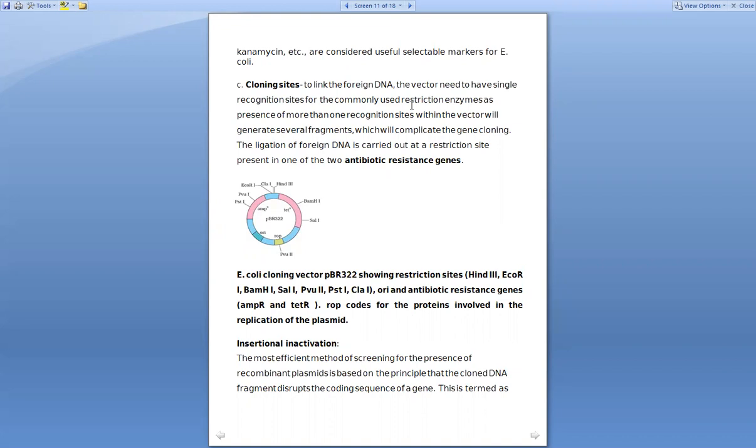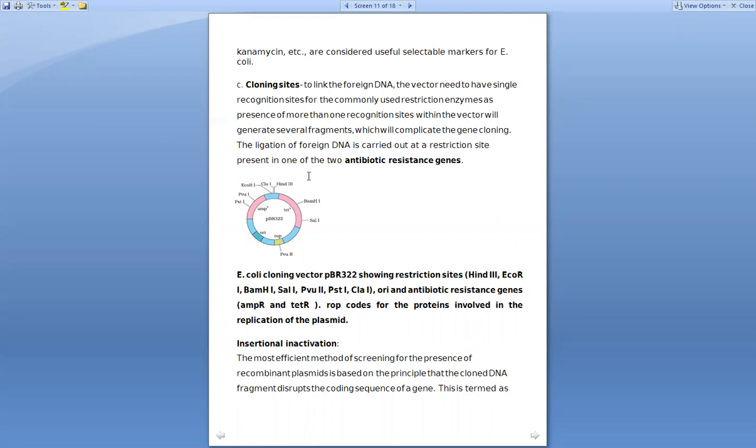The function of the restriction enzyme is to cut the vector DNA as well as the foreign DNA, that is the gene of interest. So the cloning site should have a single recognition site, commonly used for restriction enzymes, right? And if there are more recognition sites, then it can create complications in the gene cloning.